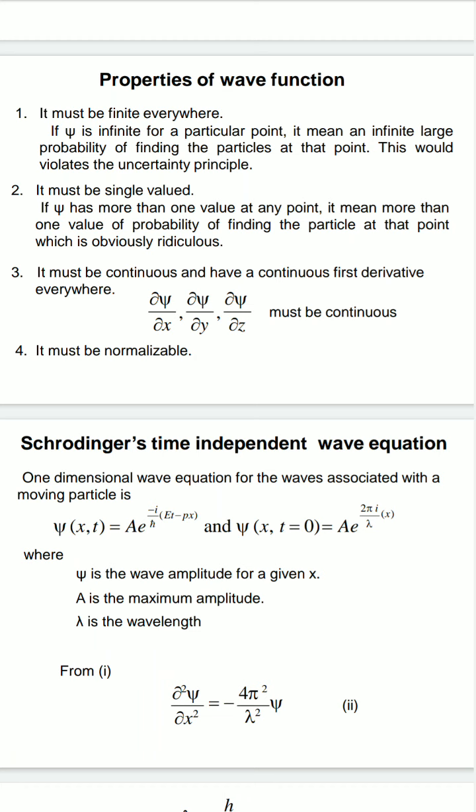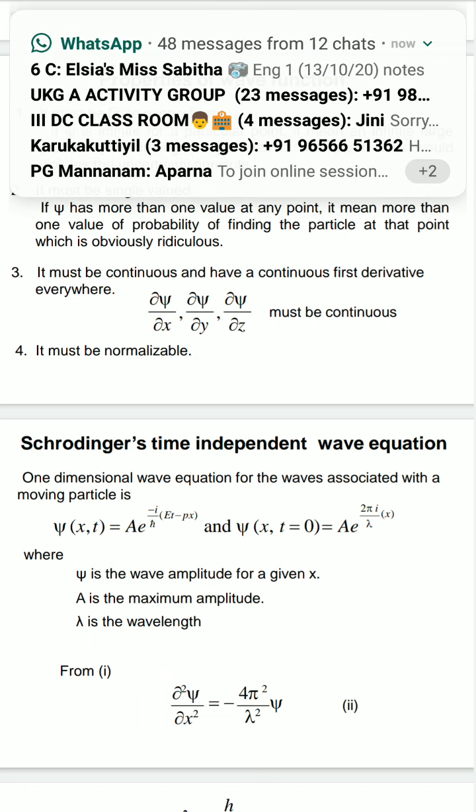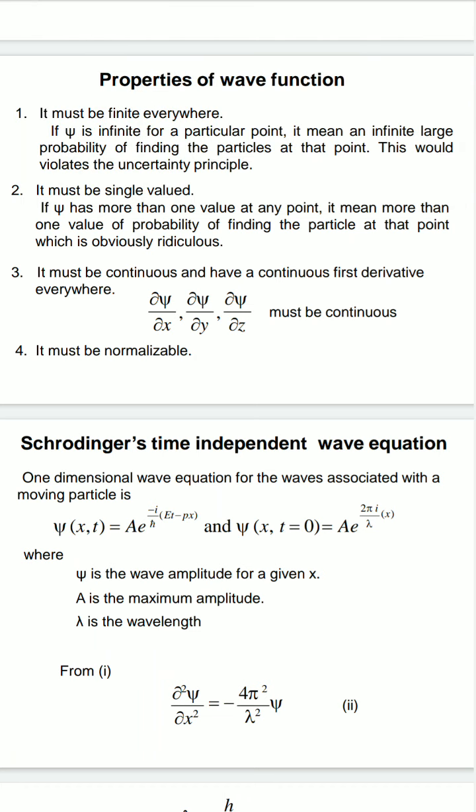Now, if we take psi at x and t equal to 0, then the expression becomes A into e raised to minus i by h cut, minus px.